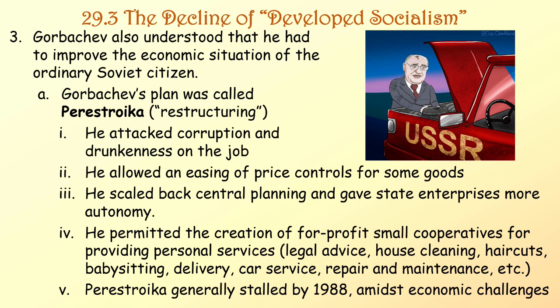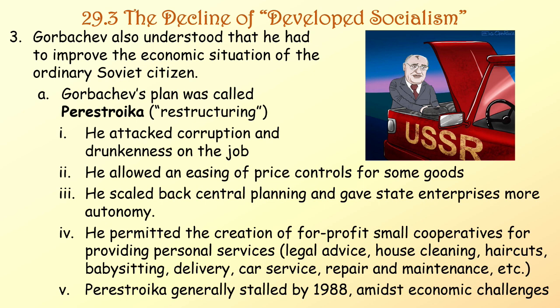Gorbachev also understood that he had to improve the economic situation of the ordinary Soviet citizen. Gorbachev's plan was called perestroika, restructuring. He attacked corruption and drunkenness on the job. He allowed an easing of price controls for some goods, and he scaled back central planning and gave state enterprises more autonomy. He permitted the creation of for-profit small cooperatives for providing personal services, legal advice, house cleaning, haircuts, babysitting, delivery, car service, repair and maintenance, etc.